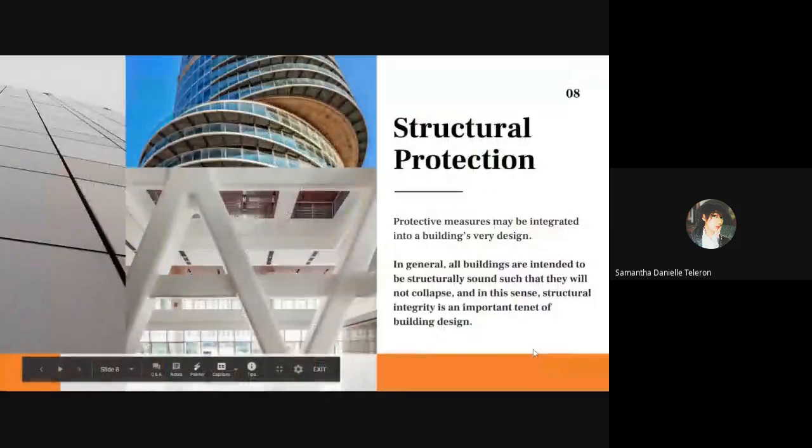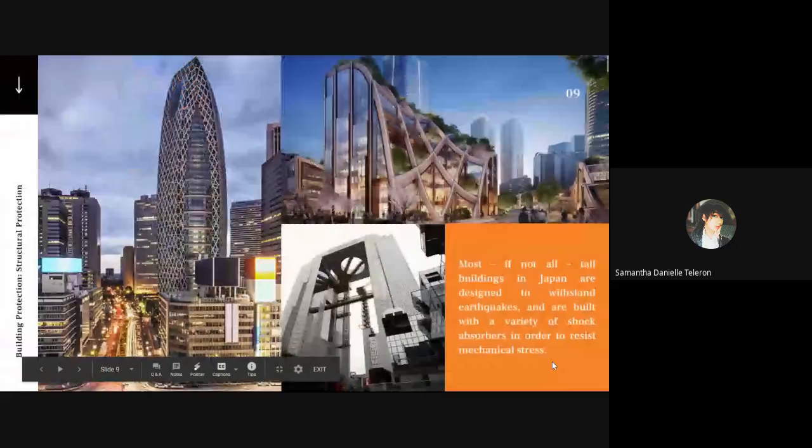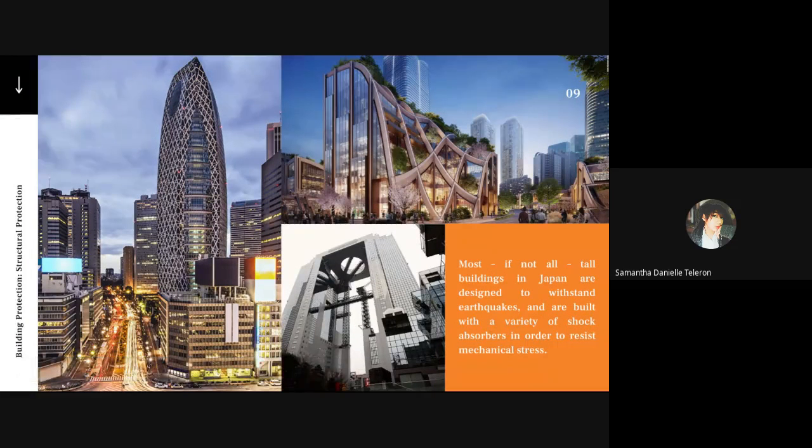be supported. For the next key point, broadly speaking, all buildings are intended to be structurally sound, such that they will not collapse, and in this case, structural integrity is an important principle of building design. For instance, as mentioned by Milton earlier, most, if not all, tall buildings in Japan are designed to withstand earthquakes and are built with a variety of shock absorbers in order to resist mechanical stress.